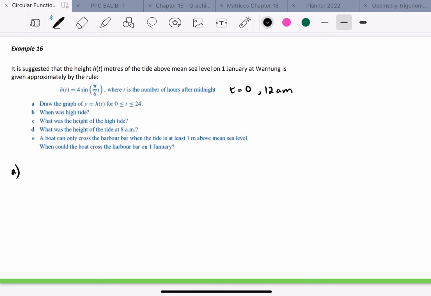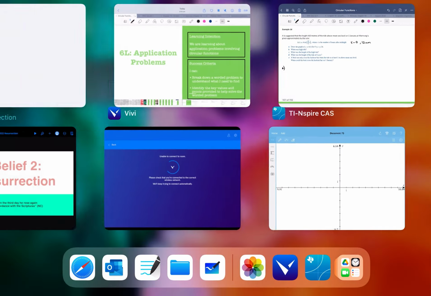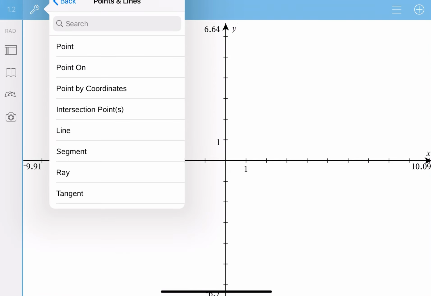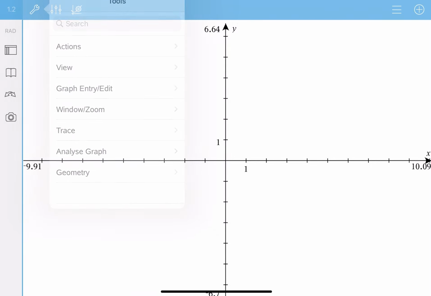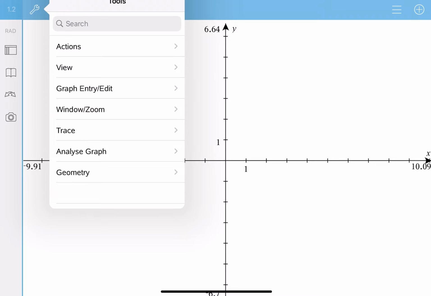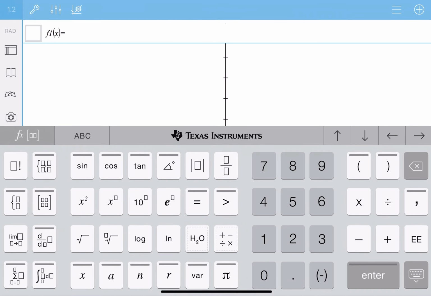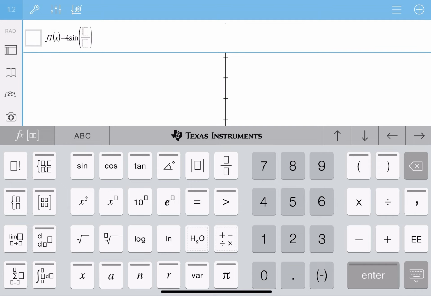Of course, we can do this by hand, but we do want to practice using our CAS calculator skills. So what we're going to do is move over to our CAS calculator, and we're going to type in that function there. My CAS calculator looks just a little bit different to yours, but it is still the same thing. So I'm going to go to graph, edit function, 4 sine pi. Remember, instead of using t, we're going to need to use x so that the calculator can recognize it.